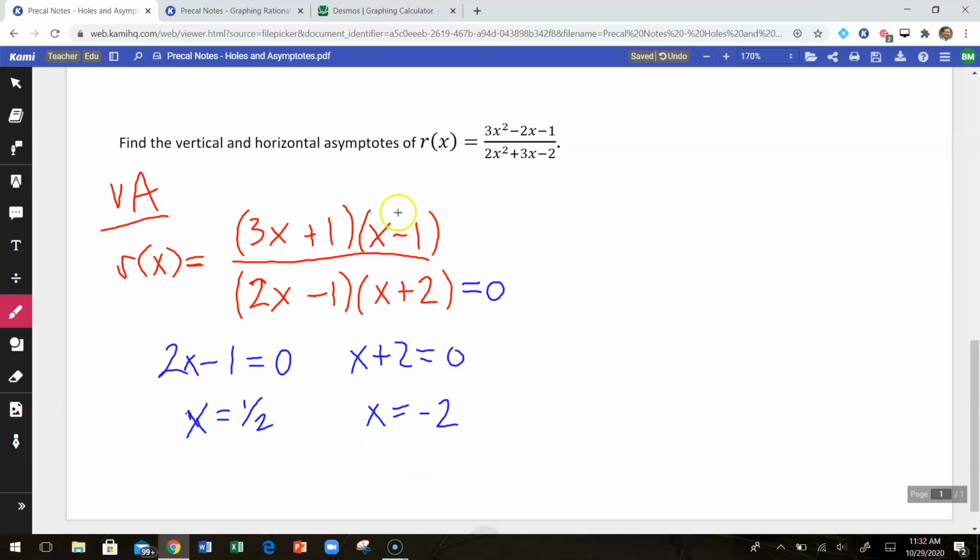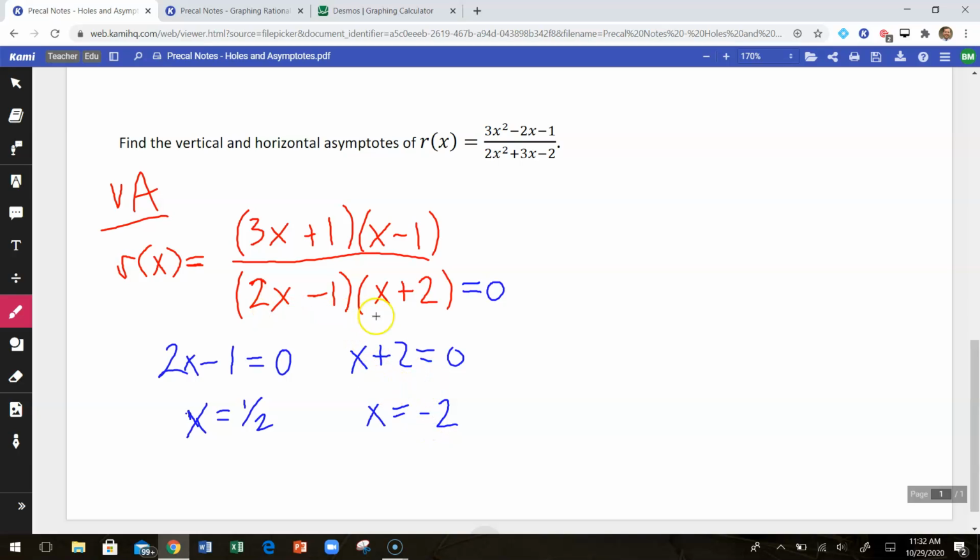Now I didn't do anything with the top, but here's why I factored the top. If one of these factors was the exact same as one of the factors on top, so if I had an x plus 2 on top to match this x plus 2 on bottom, x equals -2 would actually not be a vertical asymptote. It would instead be a hole in the graph at x equals -2. The graph would almost seem connected through that. You wouldn't see that vertical boundary line of an asymptote there. You would just see a hole in the graph at that coordinate point when x is -2.